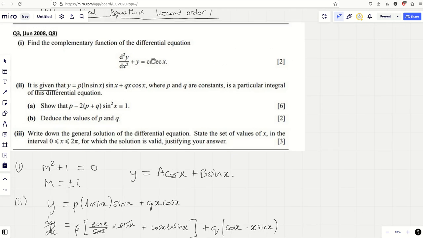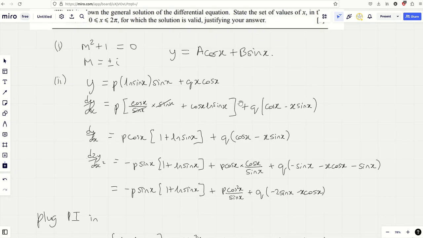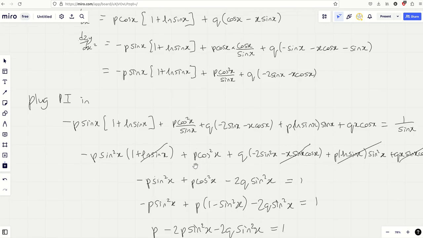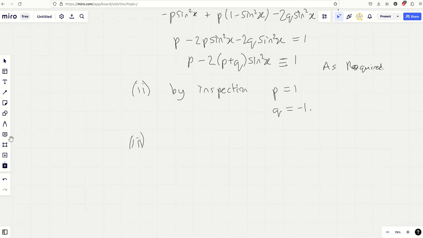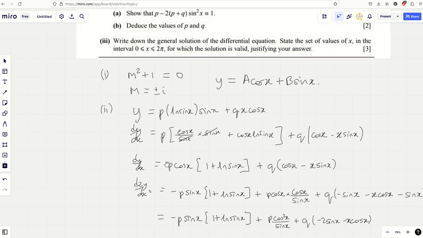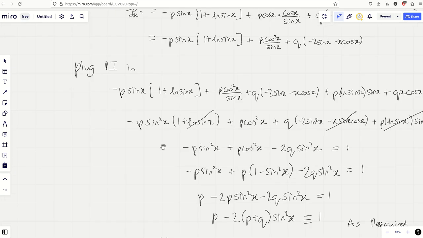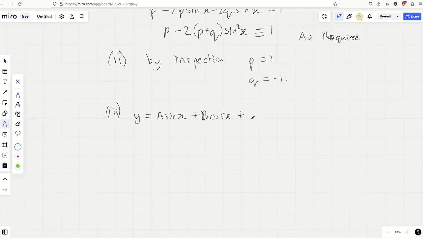Well, in part 3, let's write down our solution. A solution is going to be CF plus PI, and so it's going to be this one plus that one, yeah, because that's a CF, that's a PI. So I'm just going to have y equals a sine x plus b cos x, whichever way around you want to write those two, plus, and now I'm going to plug in my p and q, ln sine x minus x cos x. Okay, that's the general solution written down.